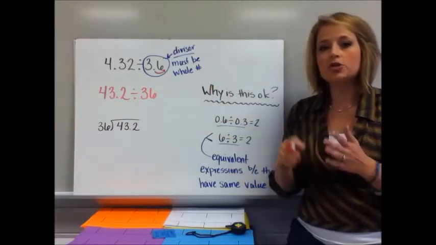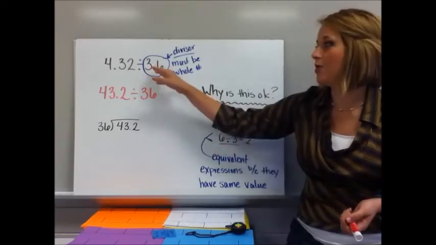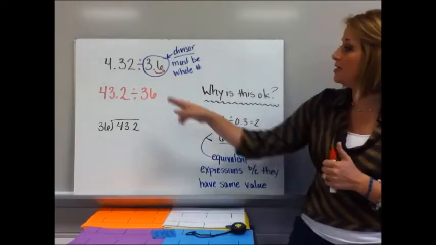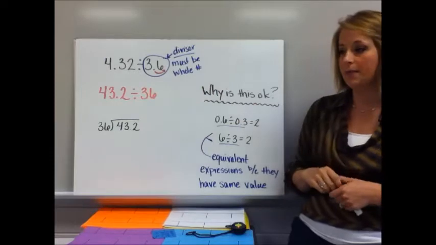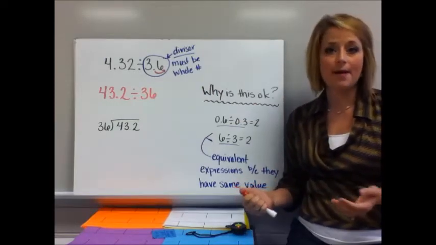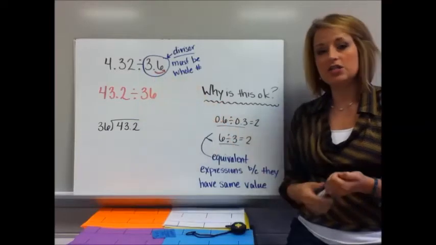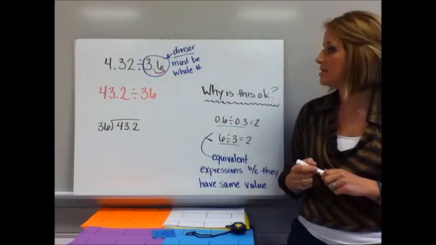Division means you're splitting something up into groups, and I can't split something up into 3.6 groups. So I need to make it a whole number. And we do that by moving the decimal over to the right until it becomes a whole number. Mathematically, we're multiplying by a power of 10. 3.6 times 10 is 36. So instead of going through all that multiplication, we take a shortcut in moving those decimals.